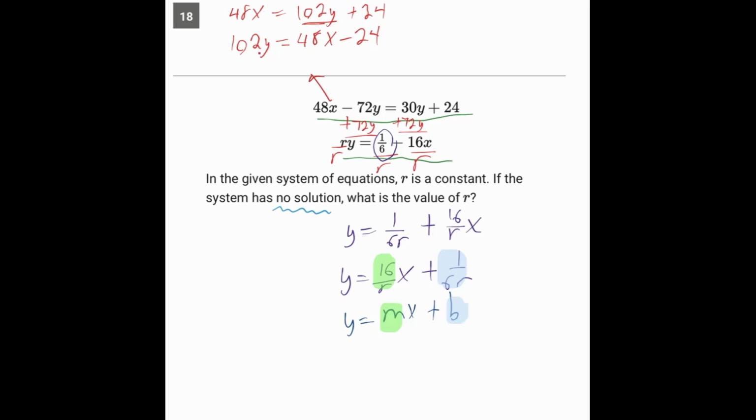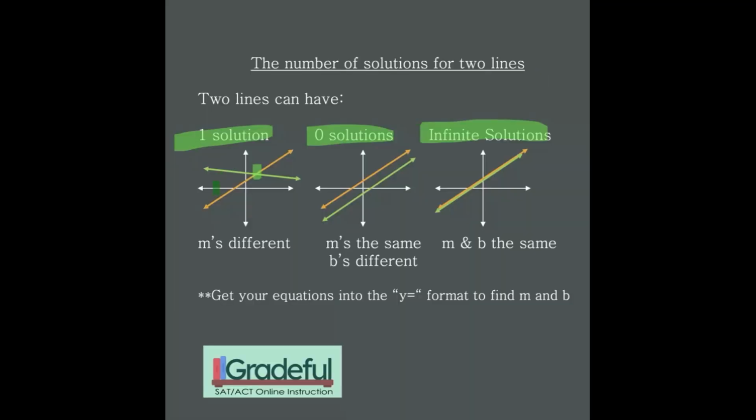Now if you divide both sides by 102, that'll give you 48 over 102x minus 24 over 102. Now we have it in mx plus b format, and once again, we can see that the slope is this, and the y-intercept is this. Now, bringing it back to this, if you have no solutions, that would only happen if the slopes are the same and the y-intercepts are different.